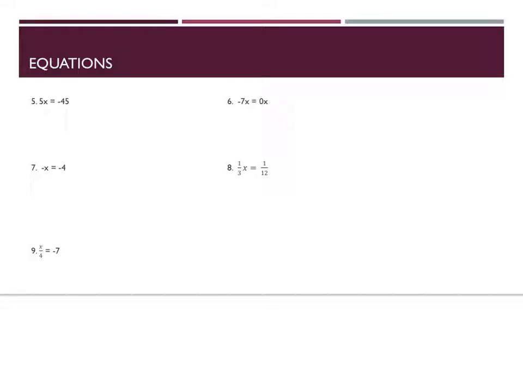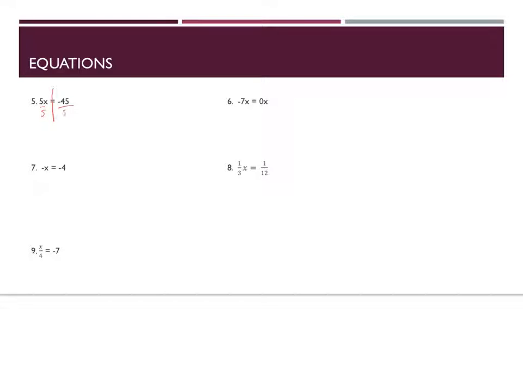Now, these are a little bit different, only in that the operations that are being done are a little different. In this case, I locate my dividing line, I locate my variable, and I don't have things that have been added or subtracted from my variable. Instead, I have a 5 bumped up next to it. Bumped up next to it means multiply. To get rid of something that's been multiplied by my variable, I need to divide by it.